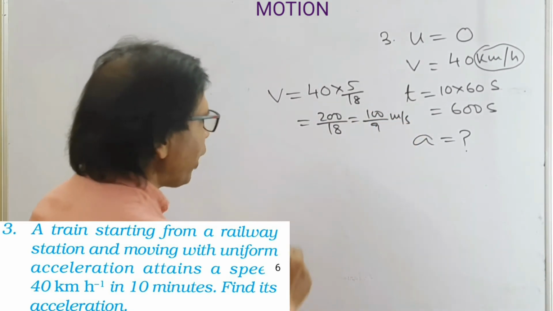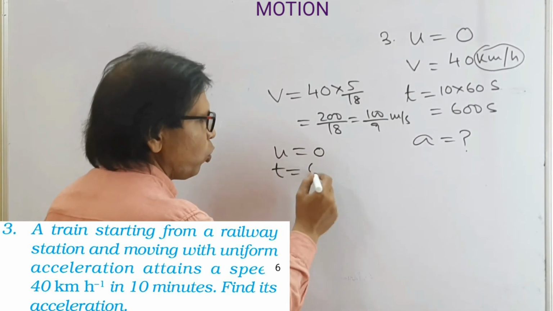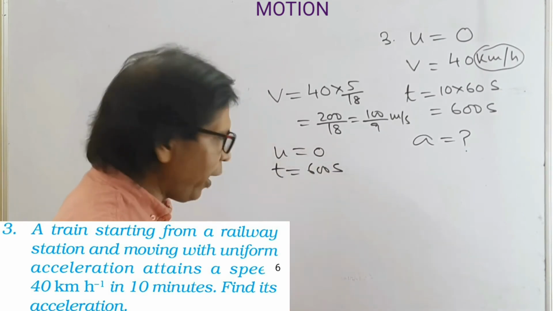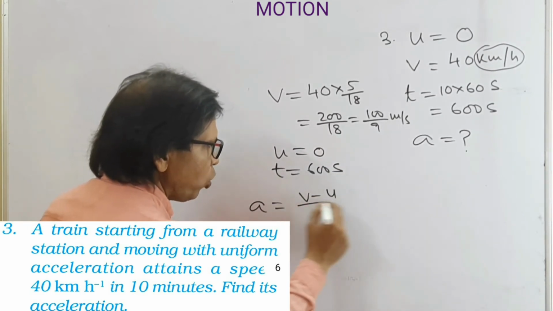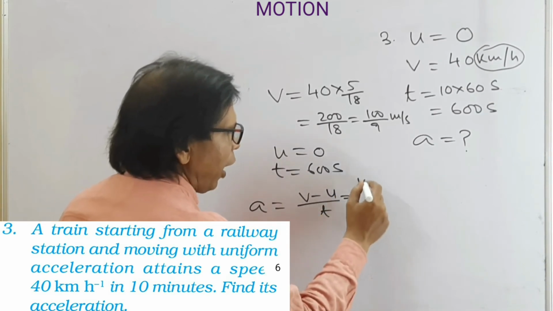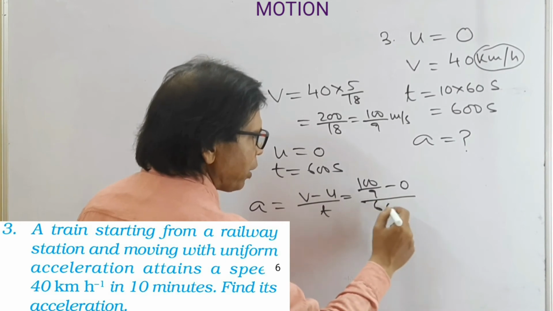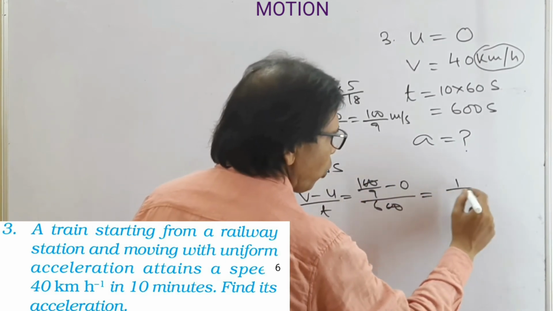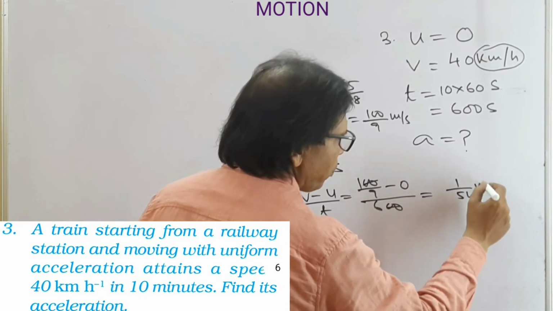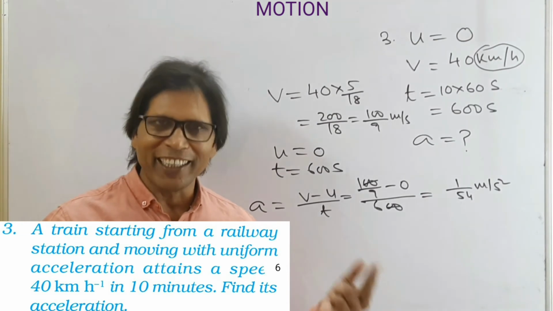Okay. Now look at this. Here u equals 0 and t equals 600 seconds. Now acceleration a equals v minus u divided by t. This is 100 by 9 minus 0 divided by 600. So look at this, the zeros cancel out. So this is 1 by 54 meter per second square, the acceleration of the train.